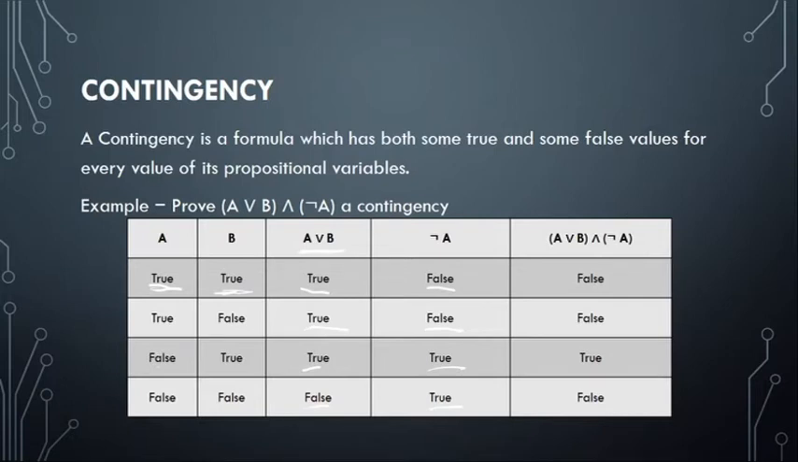So again, a contingency is a combination of true and false, some true and some false. Let's look at the return values of this one and this one. True and true, so true. True and false, false again. Then true and true is true. Then false and true, false. So that's a contingency, a combination of both true and false.